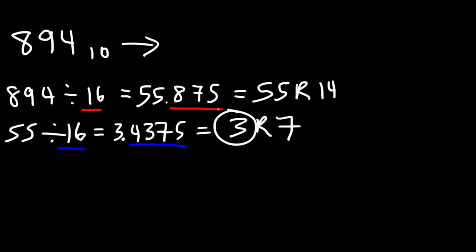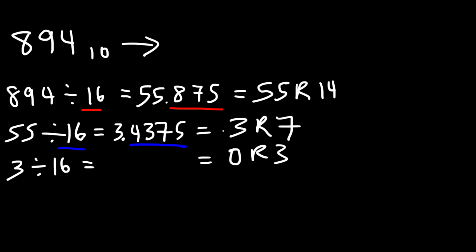Now, let's take 3. 3 divided by 16, that's going to give us a number less than 1. So we can go straight to the answer. That's going to be 16 goes into 3 0 times with 3 remaining. If you do 3 over 16, you'll get 0.1875. So that's a remainder of 3. If you do 0.1875 times 16, that will give you 3.